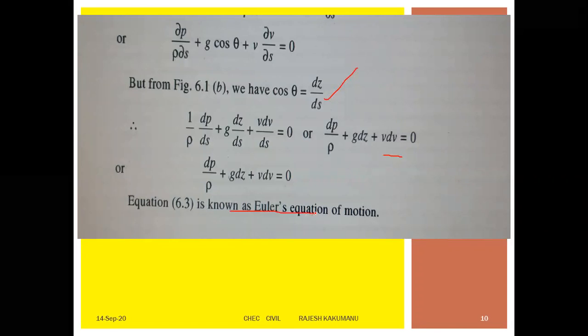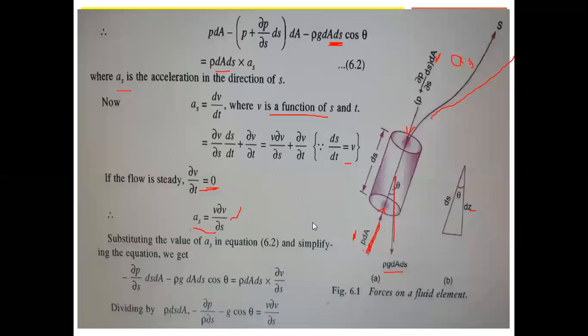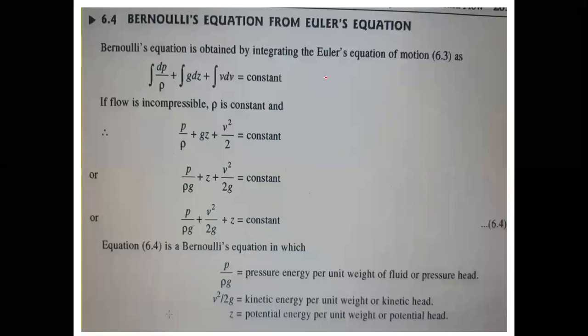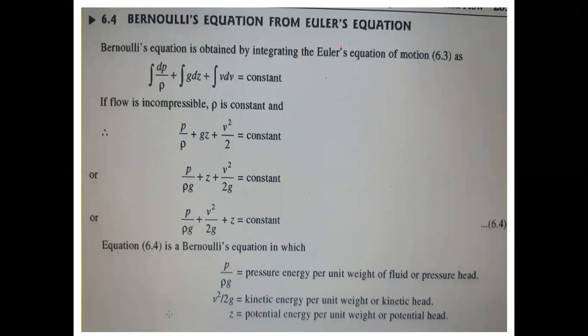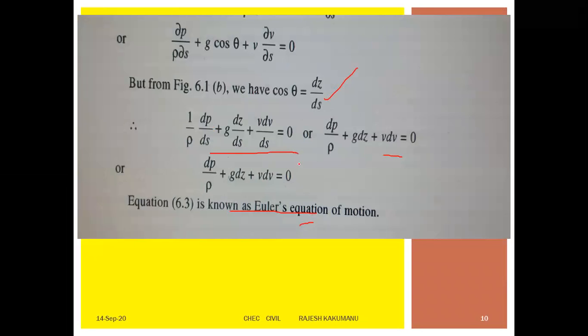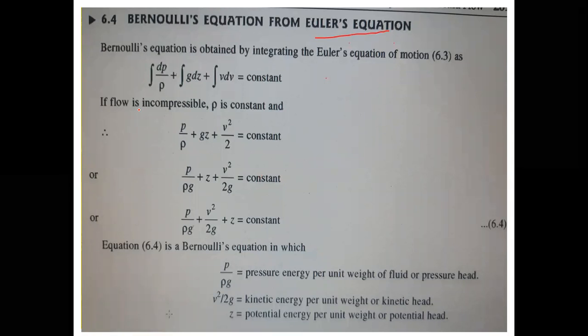So like this we derive Euler's equation of motion. Now, taking this, how to get Bernoulli's equation from Euler's equation we will see in this section. Bernoulli's equation is obtained by integrating Euler's equation of motion 6.3. After integrating, we get integral of dp by rho plus integral of g dz plus integral of v dv is equal to constant.